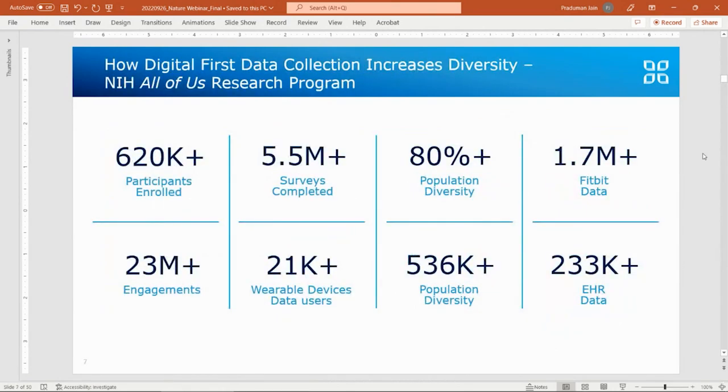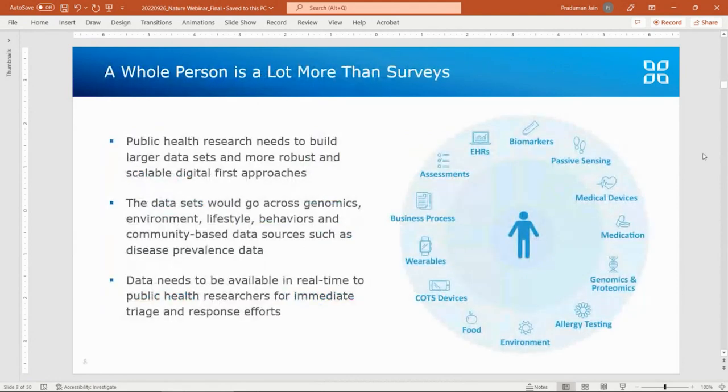Another program that has very effectively used the data first approach for digital data collection is the NIH All of Us research program. These are some of the numbers from the NIH All of Us research program that have all been enrolled through a nationwide adoption of a digital platform: 620 plus thousand participants, and 23 plus million engagement, and combining that with wearable data and EHR data and genomics data. A whole person is a lot more than surveys.